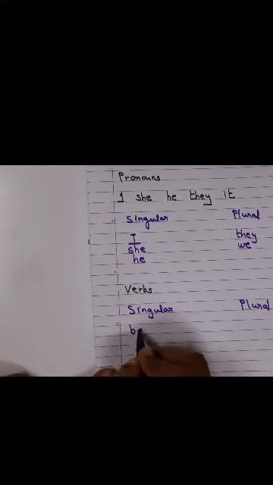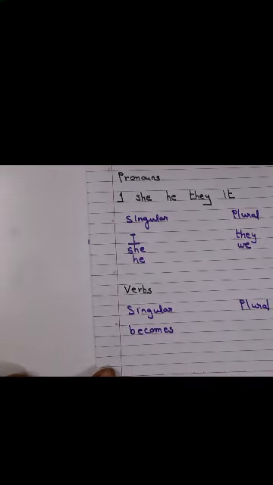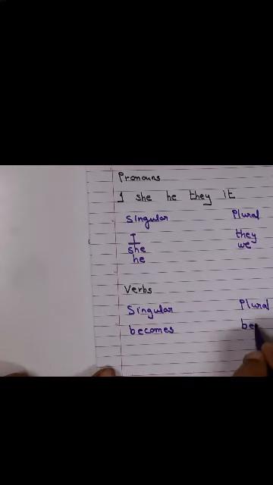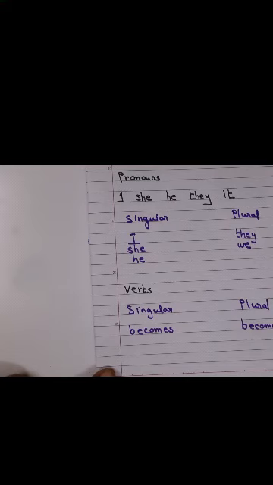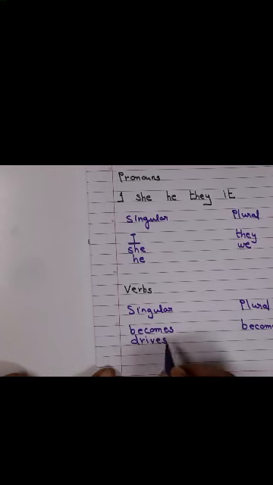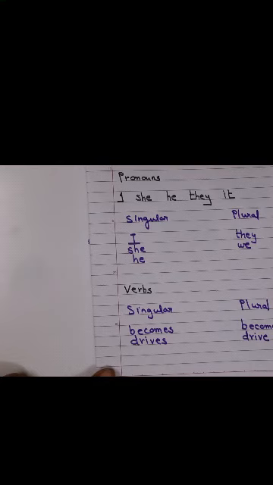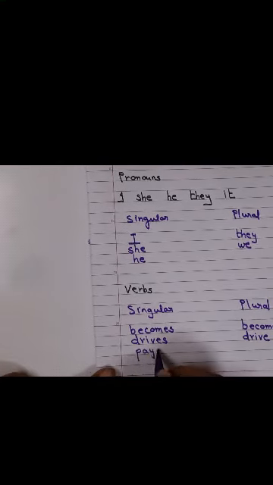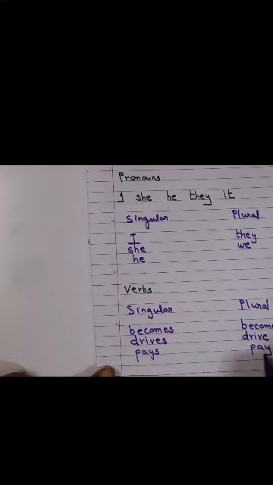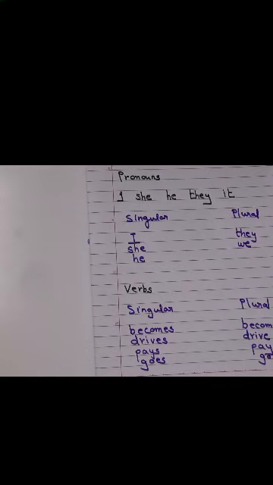The word becomes. This is singular. Plural will be what, children? Become. Take another word, drives. This is singular. Okay? So what will the plural be? Drive. Pays. And plural is pay. Goes. And go. Go is plural.